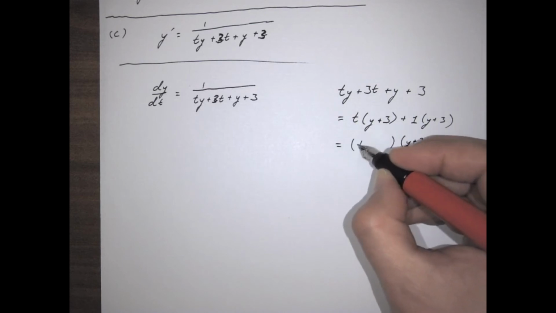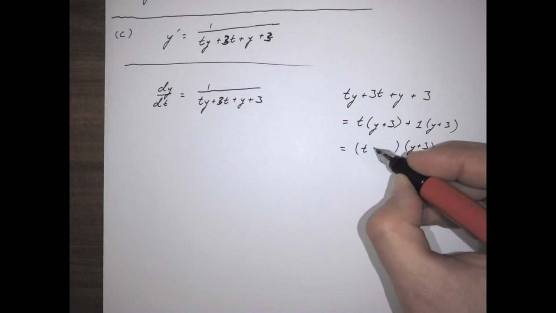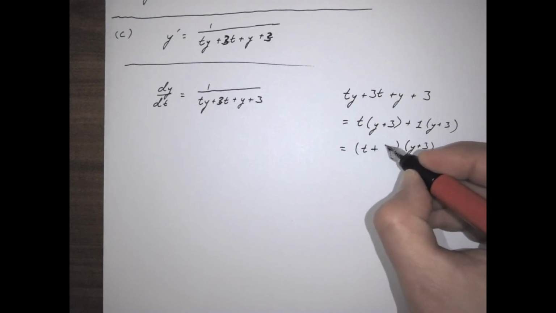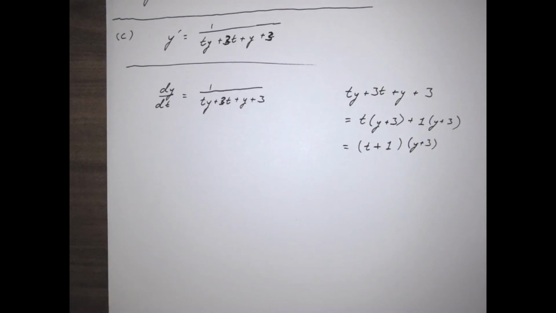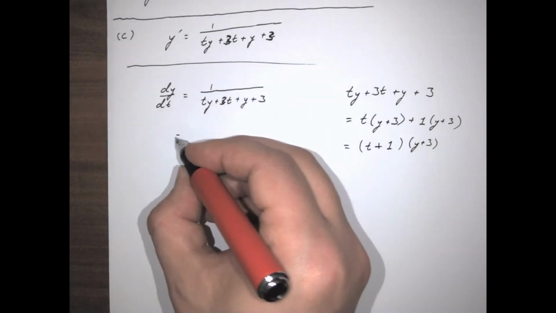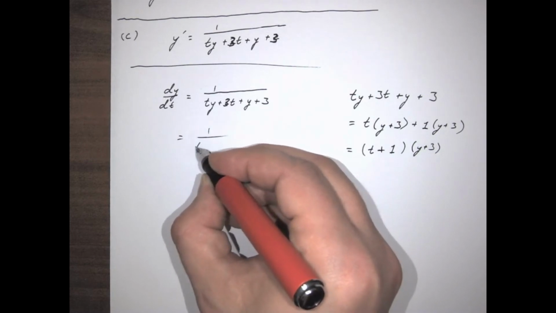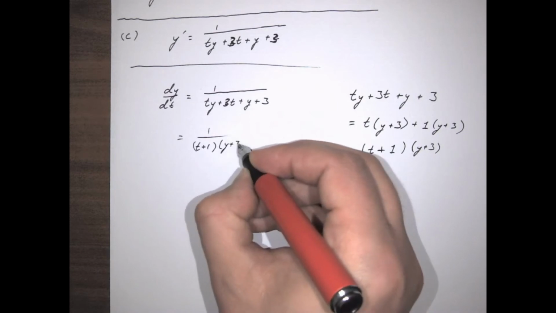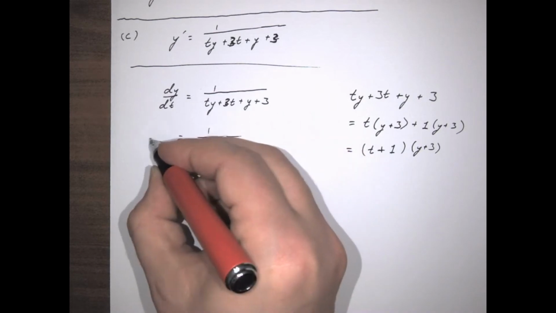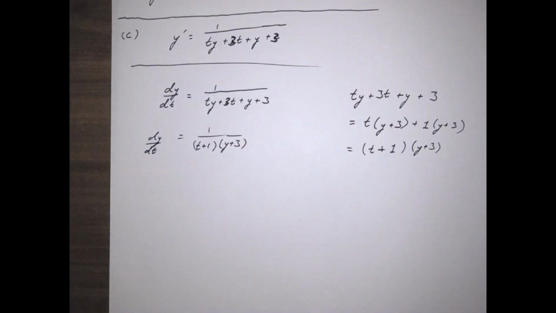And when we pull it out, we have t left of the first bundle here. And we have a 1 from the second bundle there. So it's t plus 1 times y plus 3. And so then when we rewrite this, we can rewrite it as t plus 1 times y plus 3. All right.